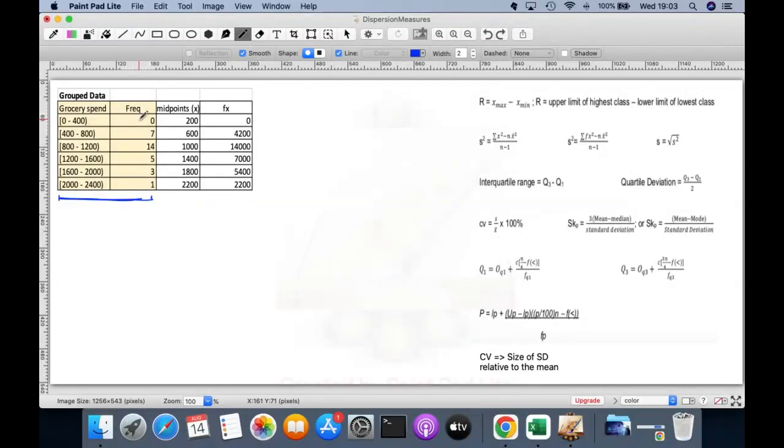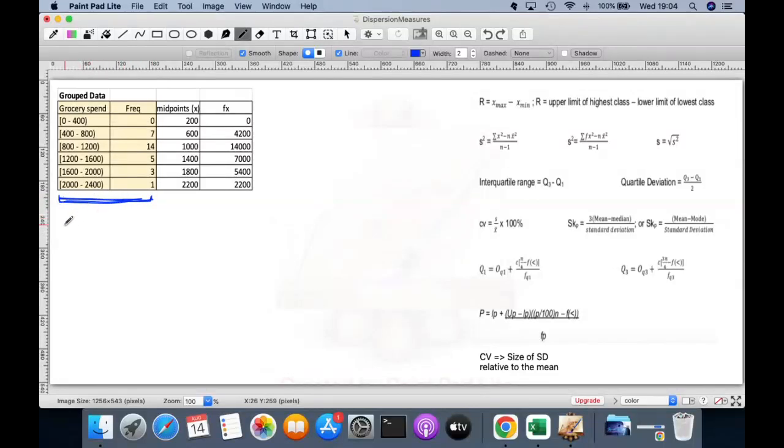So in the first row, we're saying there's nobody. Frequency is 0, so 0 people spend between 0 and 400. However, there are 7 people that spend between 400 and 800 rands, etc. And then right to the bottom, we have one person that spends between 2,000 and 2,400 rands per month. That's the data that will be given to you. The next two columns, the midpoints and the fx, won't be given to you. You'll be required to work that out. But for now, just ignore these two columns. I only want you to focus on these two columns that I have in blue.